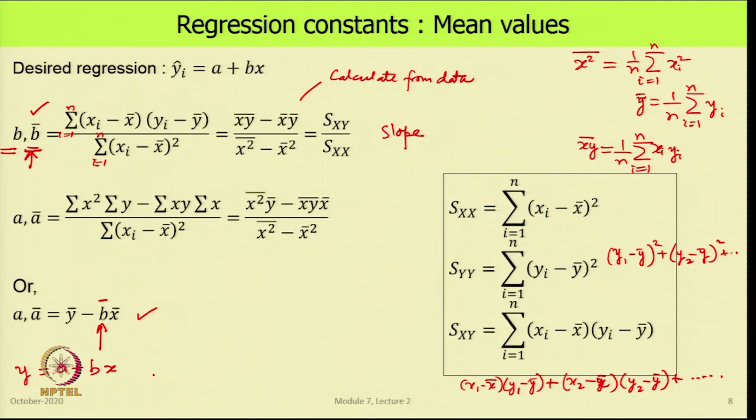The other option is to do a little more involved calculation, where we do the same thing that we did with b, simplify it, and what you get is sigma x square bar into sigma y minus sigma x y into sigma x upon sigma (x i minus x bar) square. And if you further simplify it, this becomes (x square bar y bar minus x y bar x bar) upon (x square bar minus x bar square). So, the denominator you can see is nothing but S x x.